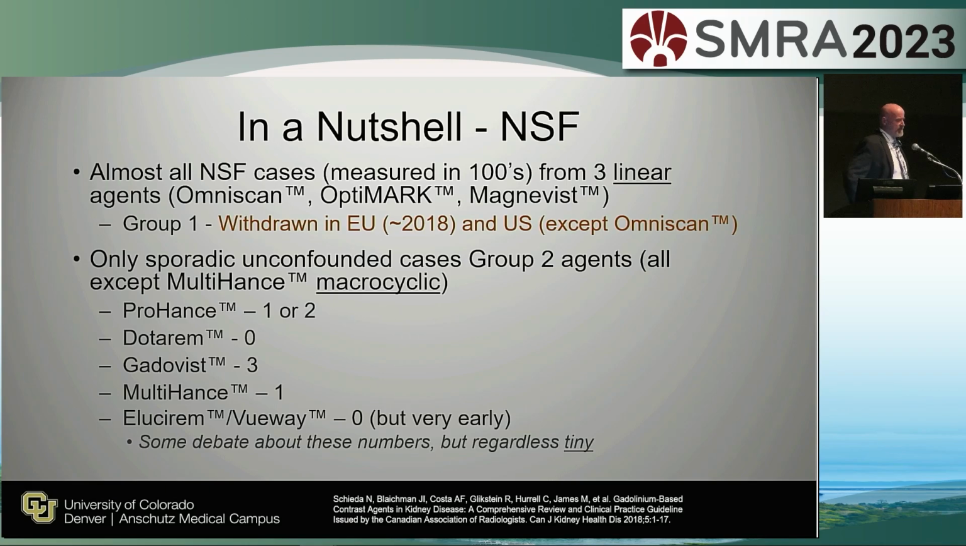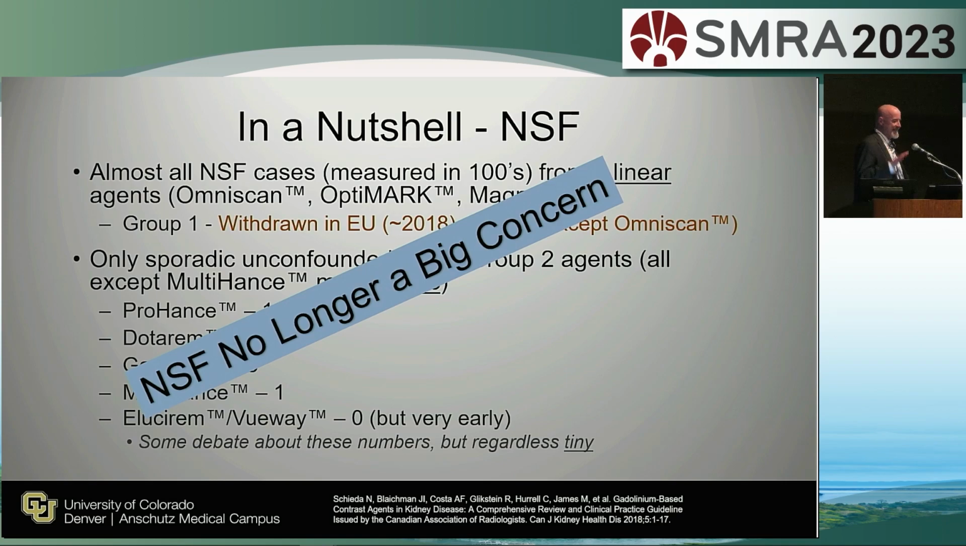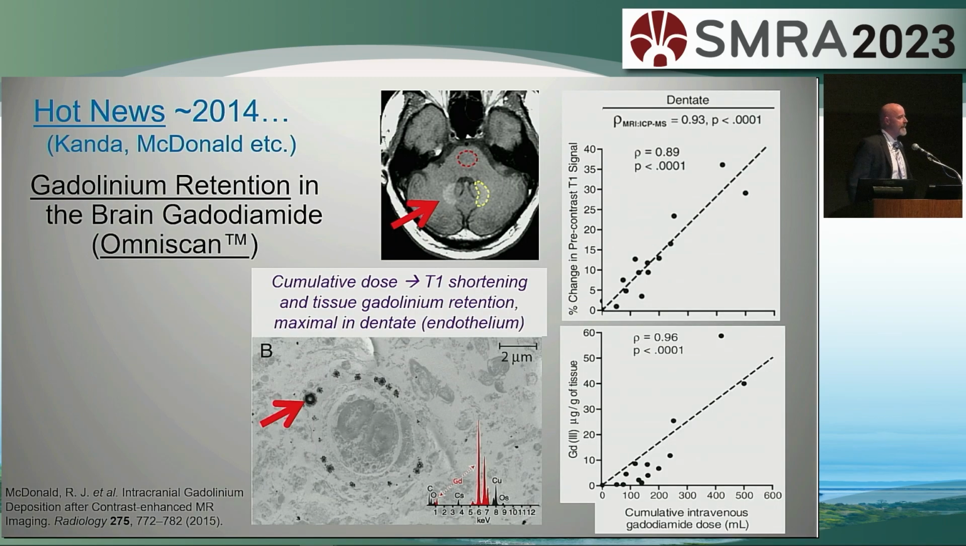The other agents that I've listed here, Prohance, Dotarem, Gadavist, Multihance, and the new agent Elucirem Vueway, there are maybe a spurious case or 2 here or there, but essentially very, very few cases with any of these. And I want to point out that it's kind of interesting that the ACR put this new agent in as a group 2 agent, which means low risk of NSF, despite the fact we haven't used it a lot, and I think that's based on the fact that it's macrocyclic and a lot of the science and investigations that went into the FDA approval. So my take is that NSF as a radiologist is not really a very big concern as long as we know what we're doing and what contrast agents we use. Now, gadolinium retention is something that's a little bit more of a hot topic.